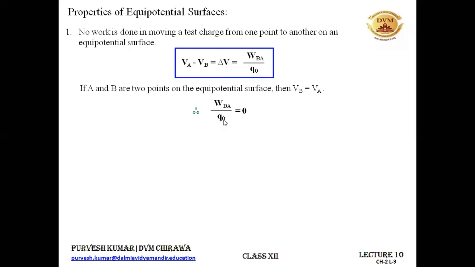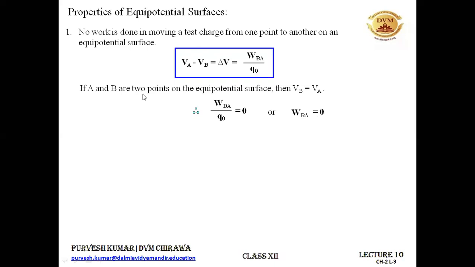The value of the test charge cannot be equal to 0. So the work done W_BA is equal to 0. It means the work done in moving the charge Q0 from point B to A, provided the points are lying on the equipotential surface, comes out to be 0. That's why we say no work is done in moving a test charge from one point to another on an equipotential surface. I hope it is clear.